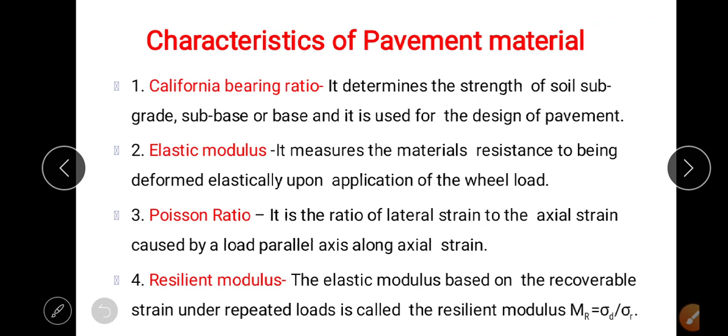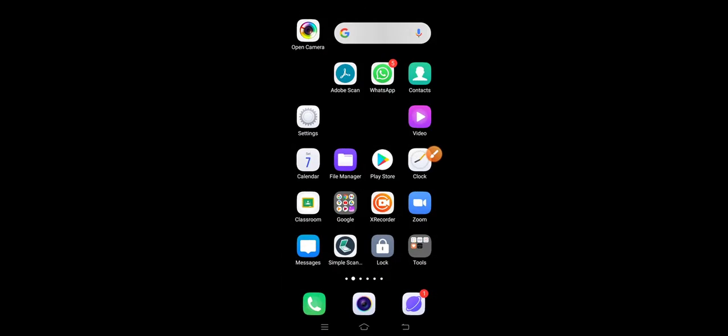Characteristics of pavement material we have already studied in detail. Just we will see the titles. California bearing ratio test we have done, elastic modulus we have seen, Poisson's ratio we have seen and how it should be used in different aspects. Further, in case of rigid pavement, we will come across elastic modulus, Poisson's ratio, resilient modulus, etc. as the main parameters.